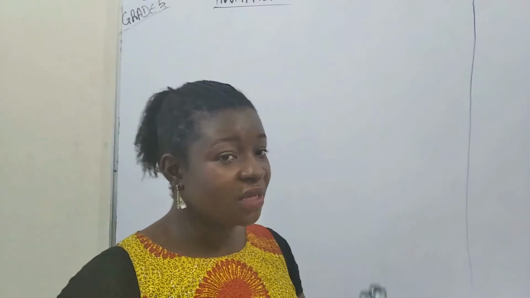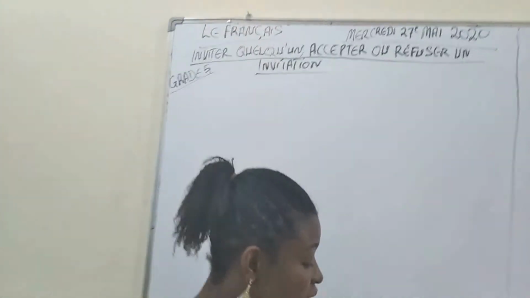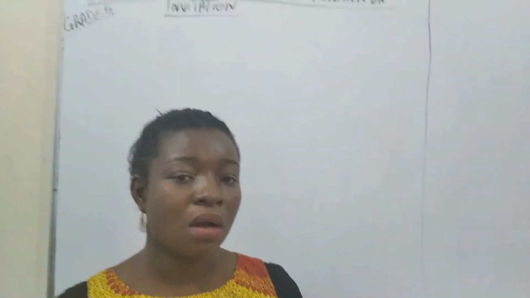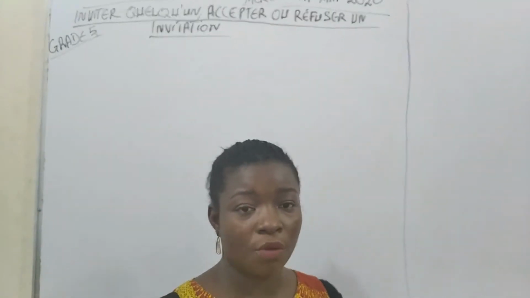Let's quickly look at what we did last time. We looked at how to say I invite you: simply say je t'invite à, and you mention the event. Je t'invite pour, I invite you for, and you mention the event or where you are inviting the person to. Je vous invite is when you are talking to more than one person, or when you are being polite, talking to someone older than you or someone you have not met before. So je vous invite à, or je vous invite pour.